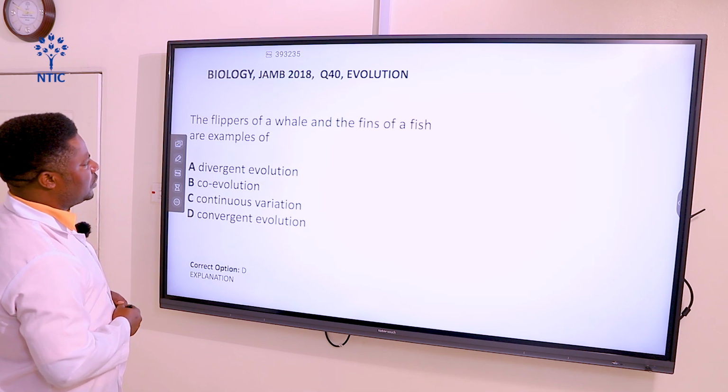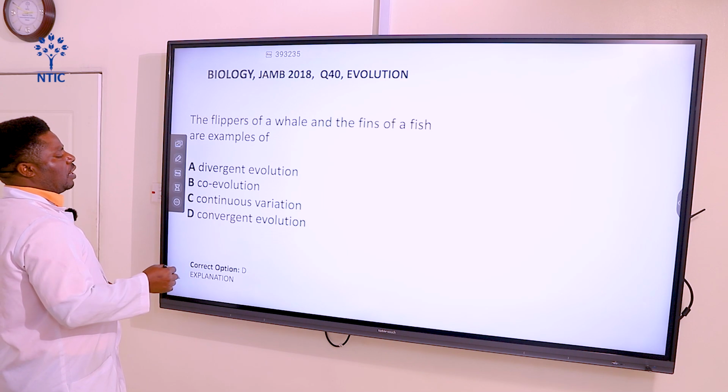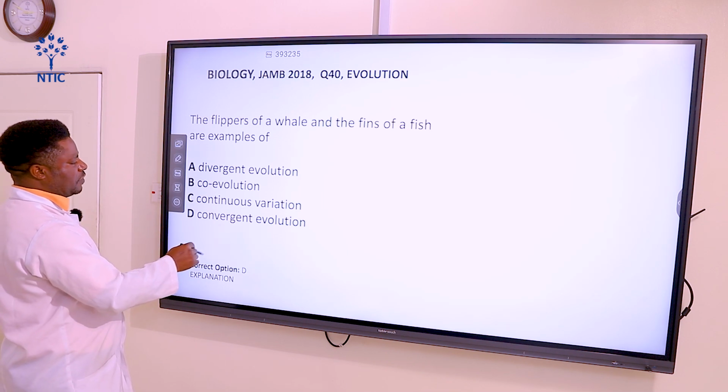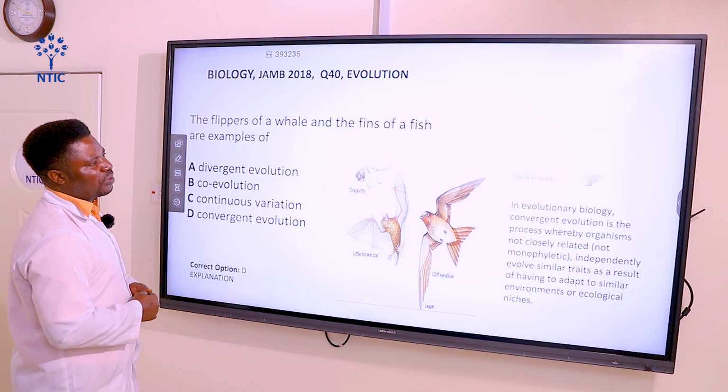Okay, next question. Question number 40. The flippers of a whale and the fins of fish are examples of what? Now, our answer to this is convergent evolution. Let's see the explanation we have for it.